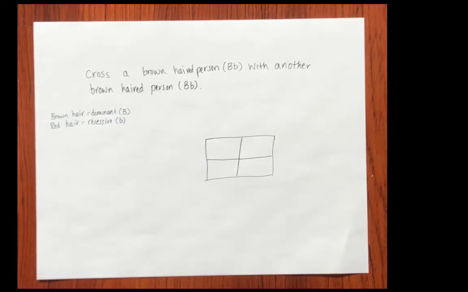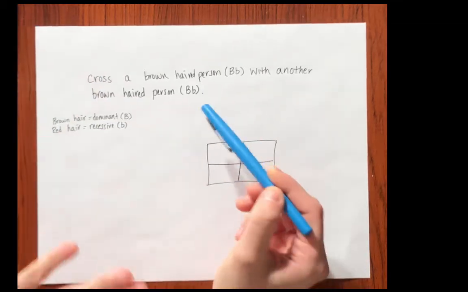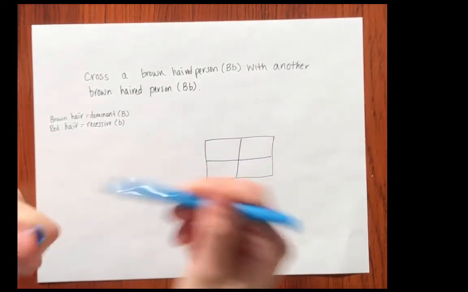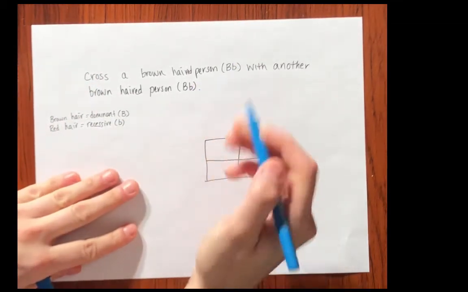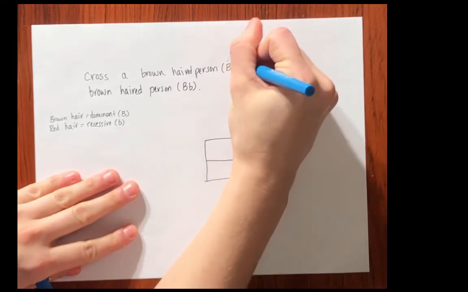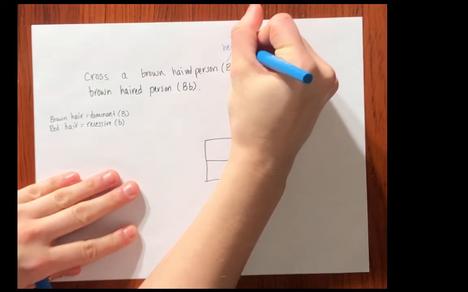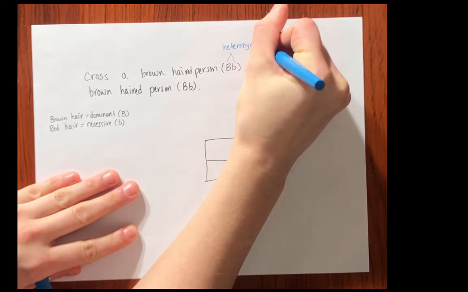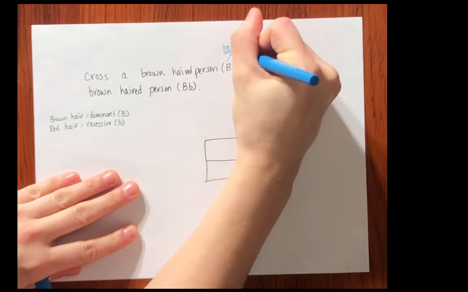We're going to try something a little bit more challenging, where if I cross a brown-haired person with another brown-haired person, well, if we're looking at their alleles, in this case these two alleles show that they are different. We've got a big B and a little b. So that must mean that this one is heterozygous, because we know that hetero means different.